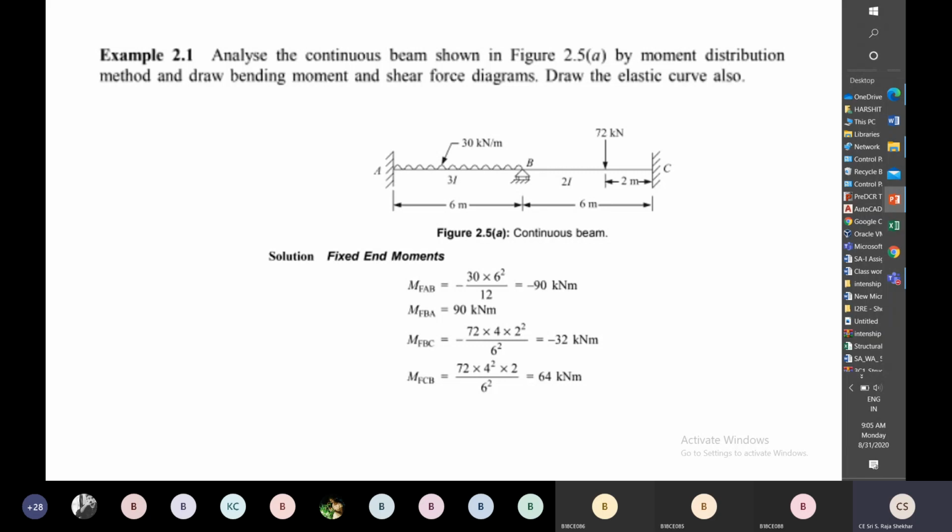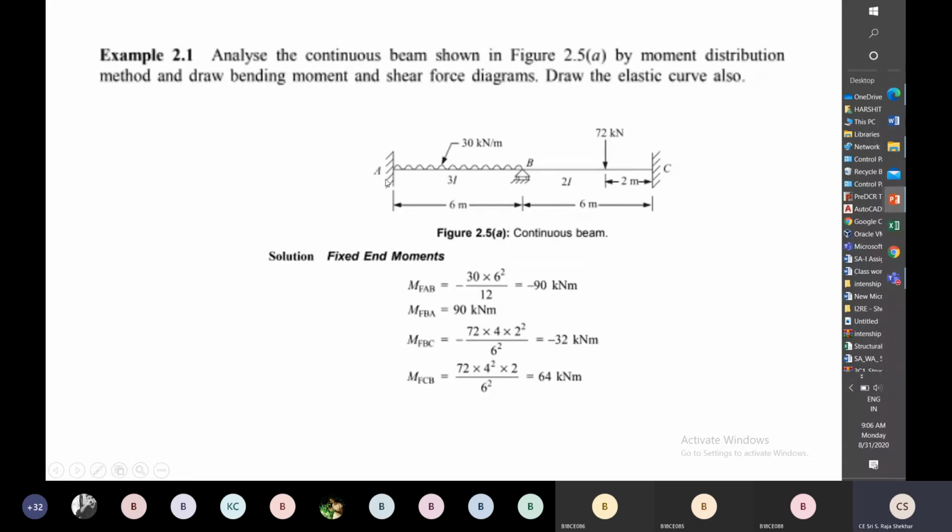Because of the application of load, we are going to calculate fixed end moments MFAB, MFBA, MFBC, and MFCB. So these are the four fixed end moments; we have two spans. For a two span continuous beam, we have four fixed end moments. MFAB is the fixed end moment for member AB in the direction AB. MFBA is the fixed end moment in the BA direction for the AB span.